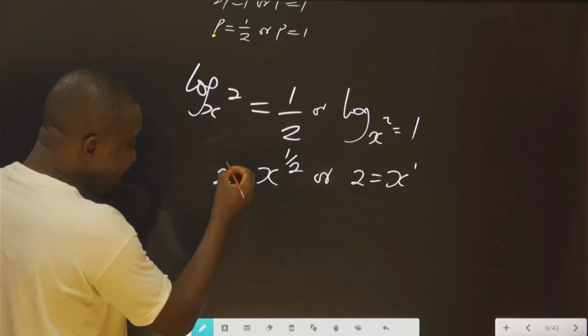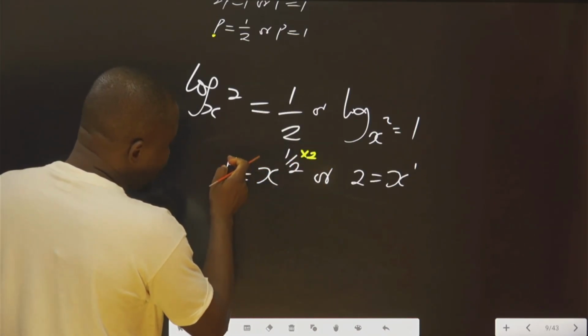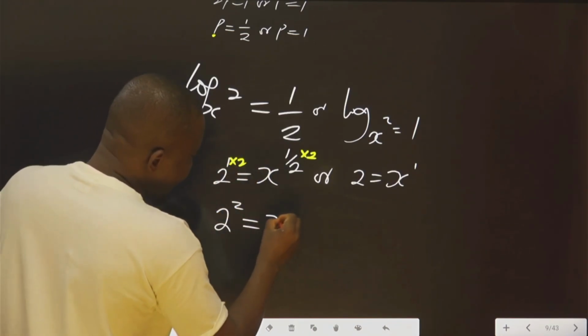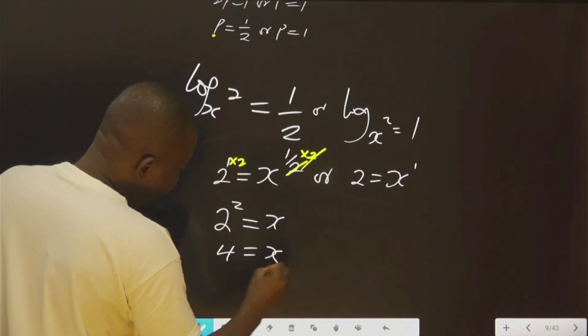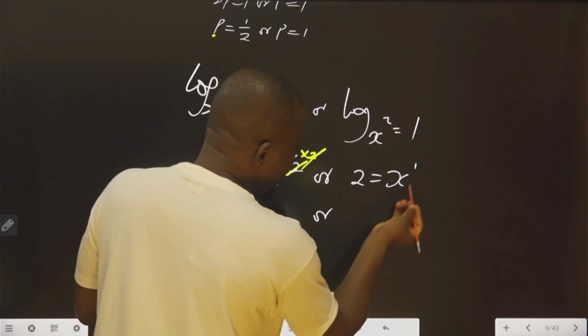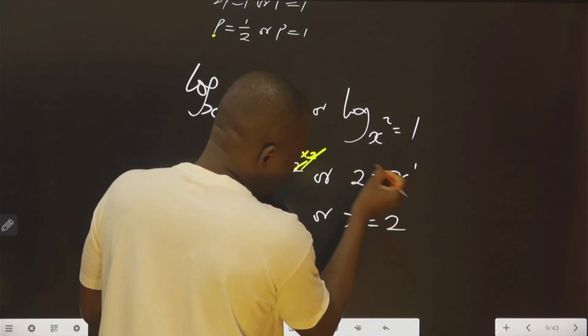Then you agree with me that this one is raised to power 1. I will multiply this by 2, I will also multiply this side by 2. This becomes 2 raised to power 2 equals to x, this and this will cancel, only x remain, which is 4. It means therefore x here is 4. Or this is simply 1. So x here is 2. That is, this is equals to this.